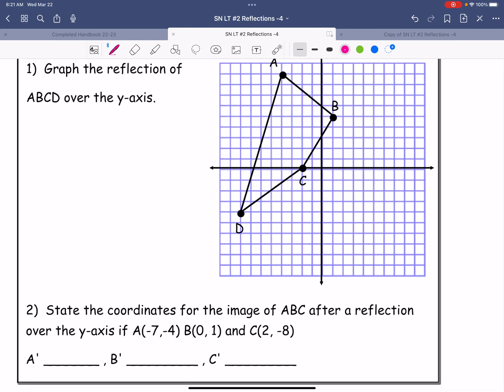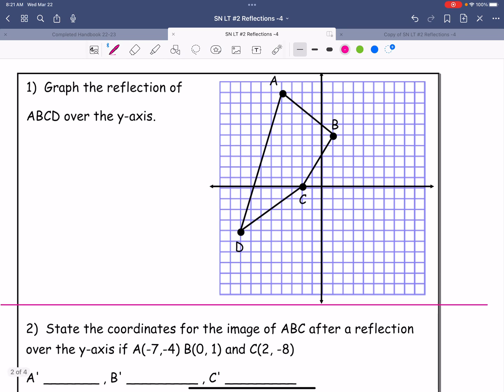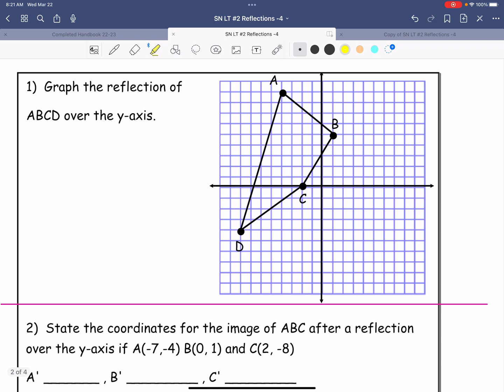This slide here has two separate questions, so keep that in mind. These are not the same things. The first one here, we're taking A, B, C, D, and we're going to reflect over the y-axis. So we're going to take each point and reflect it over the y-axis.